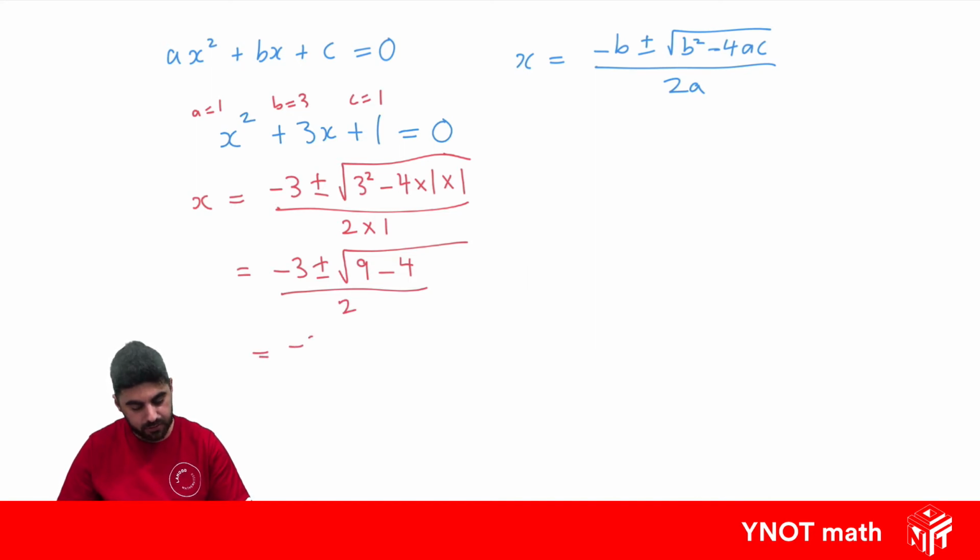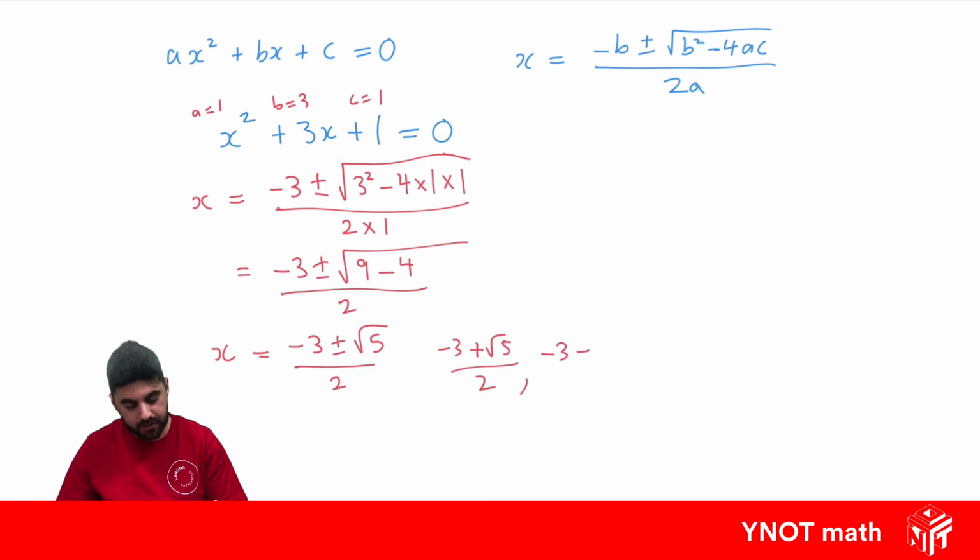So x is going to equal minus 3 plus or minus root 5, 9 minus 4 is 5, all over 2, and there's our final answer. So you can think about the plus or minus giving two answers: minus 3 plus root 5 all over 2, and minus 3 minus root 5 all over 2, as the two answers to the quadratic equation.